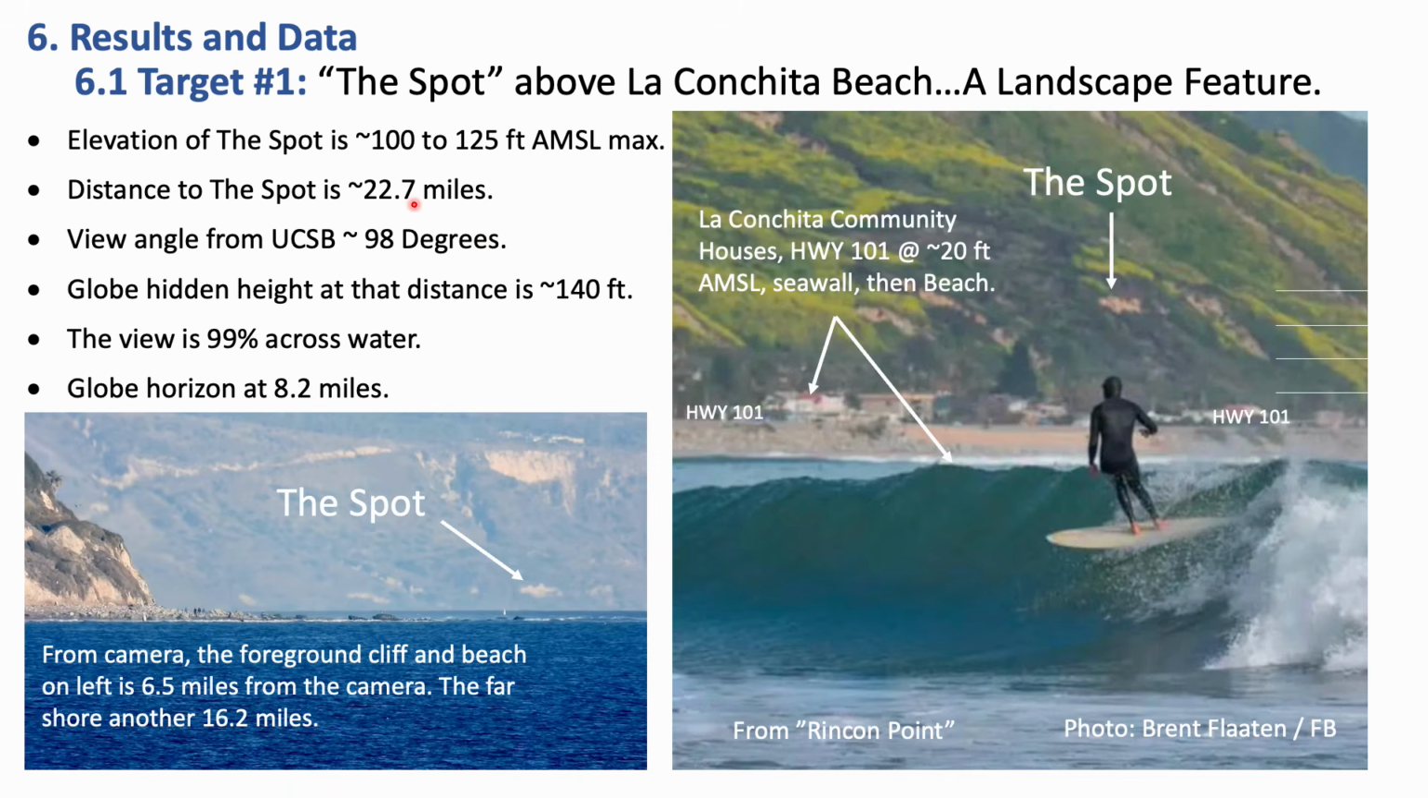It's 22.7 miles from UCSB. It's about 98 degrees as the view angle from UCSB. The globe hidden height is 140 feet, so nominally without any refraction, it should be below the horizon. The view's 99% across water. Globe horizon would be at 8.2 miles.